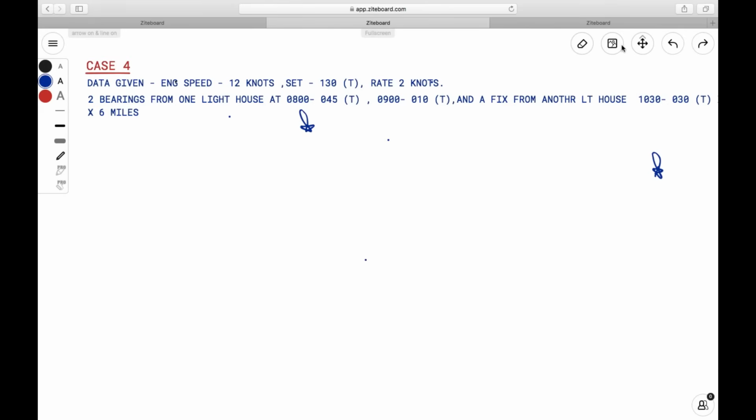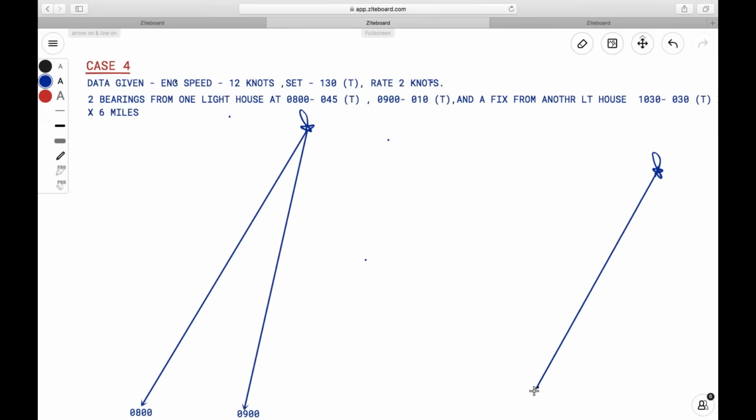So let us go how to do this. First of all, let us draw our bearings at 0800. Suppose it is a line at 0800, position line, and at 0900 it's 010, somewhat like this. This is 0900, and the next one you have a fix from this lighthouse. This is another lighthouse at 1030, and the bearing is 030. Let it be, suppose, something like this. And now you have your 6 miles radius, maybe somewhere out here.